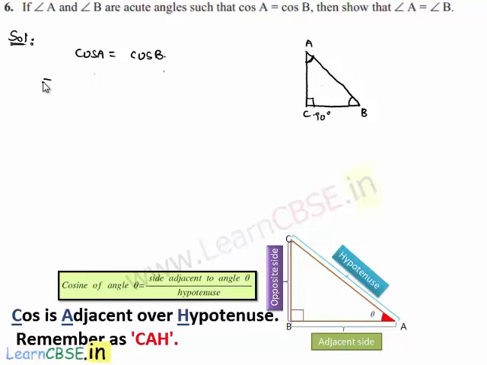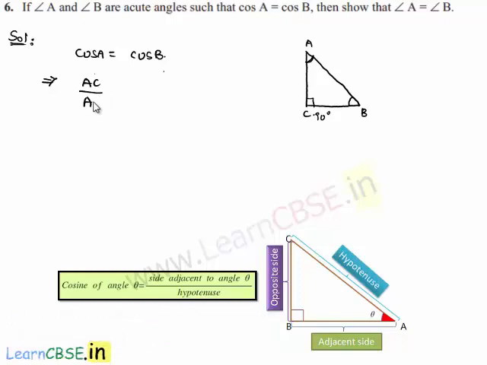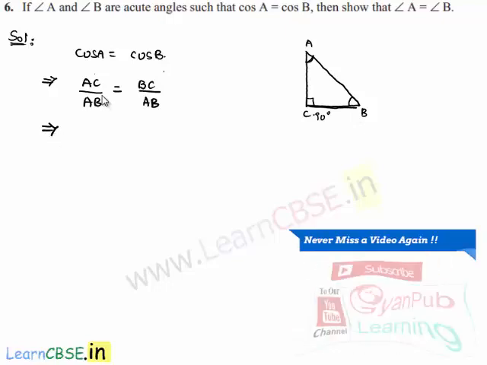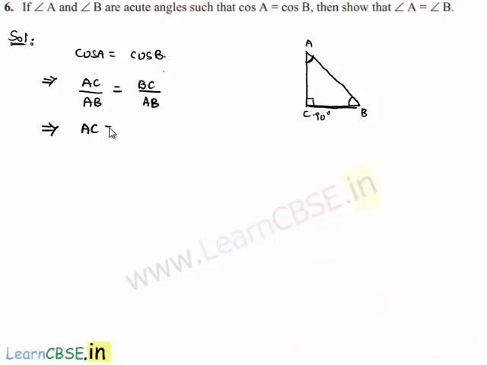We can write here cos A as AC by hypotenuse AB, which is equal to cos B. The adjacent side of angle B is BC and the hypotenuse is AB, which implies that AC is equal to BC, as the denominator on both sides of the equality is the same and can be cancelled. So here we got AC is equal to BC.